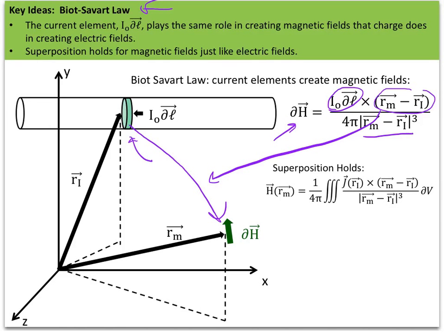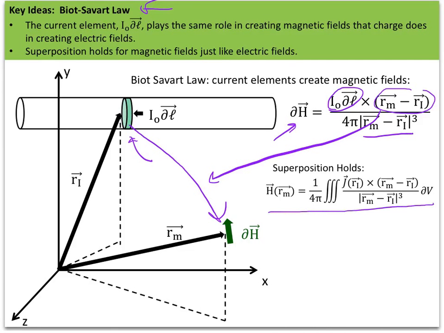Magnetic fields just result from moving charges. It turns out that superposition holds for magnetic fields, as you would expect, just like it does for electric fields. So if you have a long wire or a curved wire, essentially what you have to do is sum up all the little tiny current elements that make your current distribution.